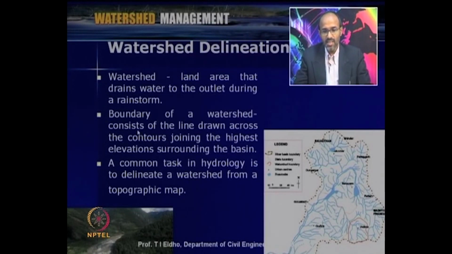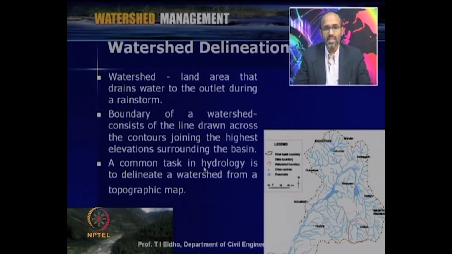The boundary of a watershed consists of the line drawn across the contours joining the highest elevations surrounding the basin. You can see that if this is a district or a taluk or even a village, then this is the boundary of the watershed which is delineated. And for example, if this is a sub watershed of this main watershed, then this is the delineated watershed. So, this is the boundary of the watershed.